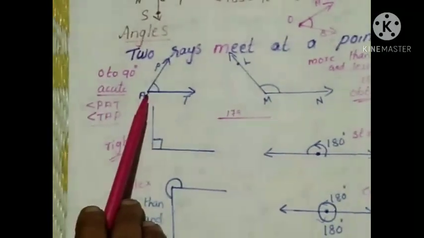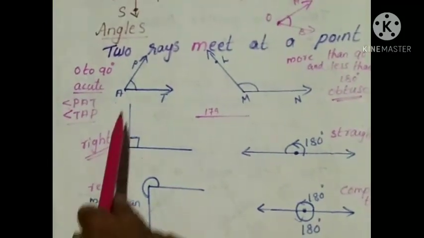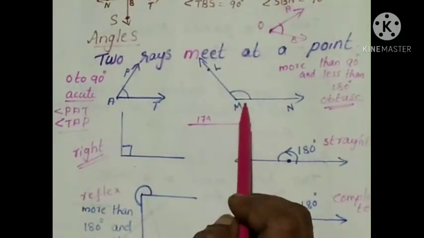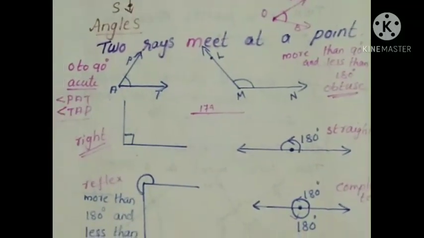Once again, an angle less than 90, that is 0 to 90, is called an acute angle. Exactly 90 is called a right angle. And an angle measuring more than 90 and less than 180 is called an obtuse angle.